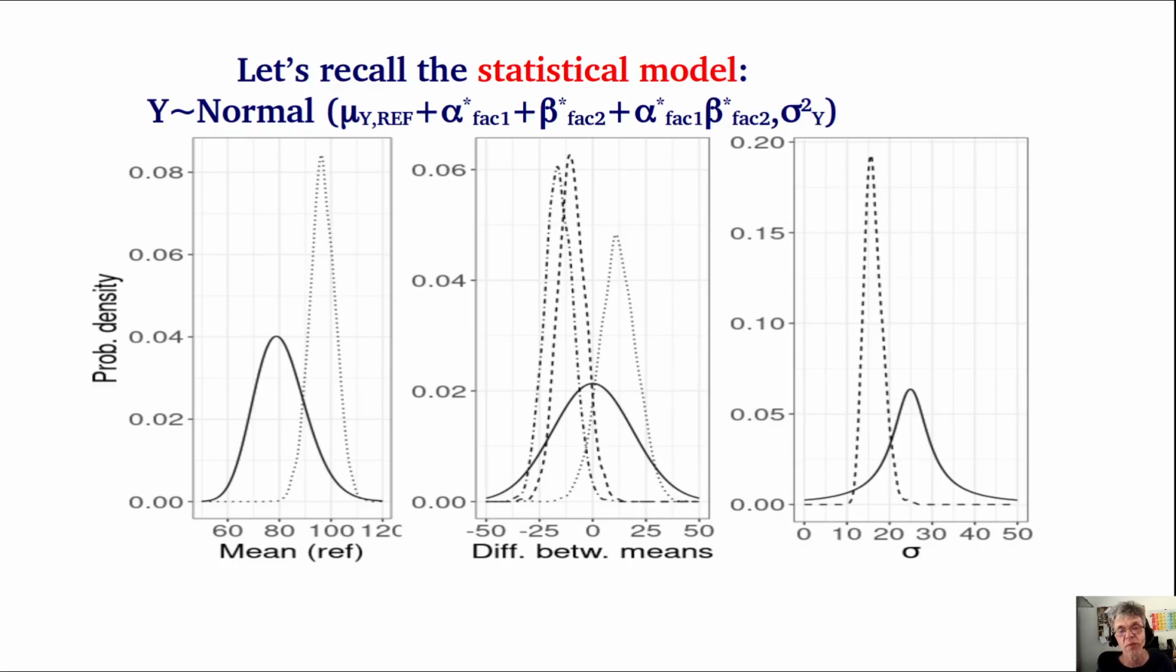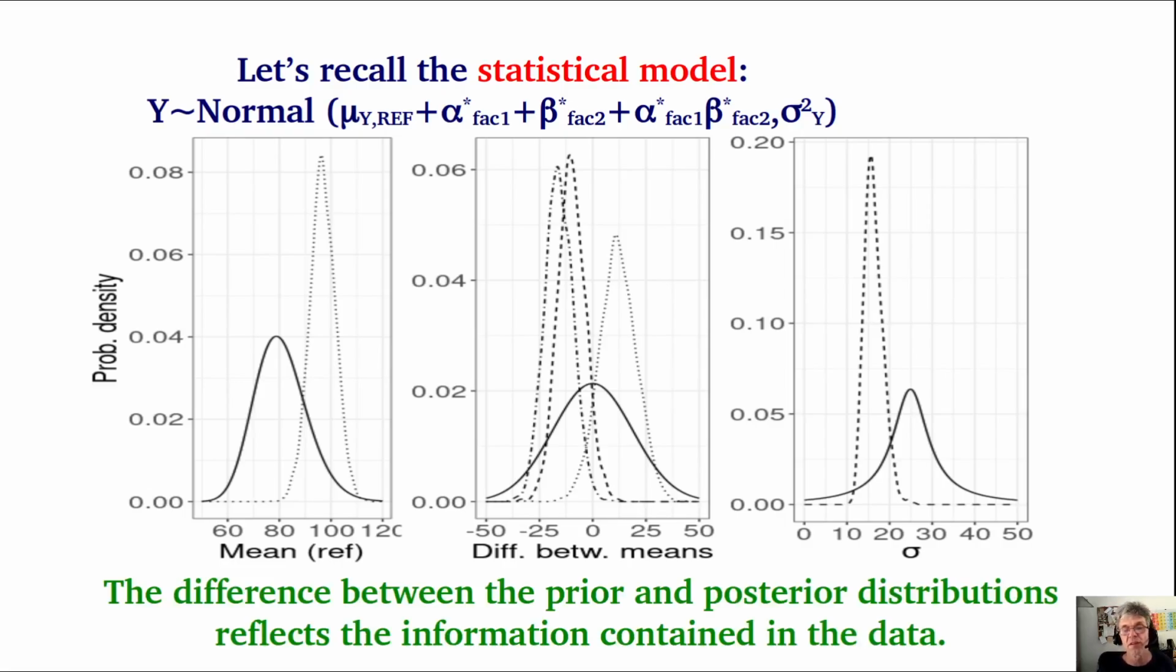Recalling the statistical model, we can plot the prior distributions and the posterior distributions to see the difference between them. The difference between the prior and the posterior distribution reflects the information contained in the data. Let's not focus on the height of these densities, but rather on the range for which either the prior or the posterior provide support. The shift from the prior to the posterior distribution is due to the amount of information contained in the data. This is shown for each of the 5 parameters of this statistical model.